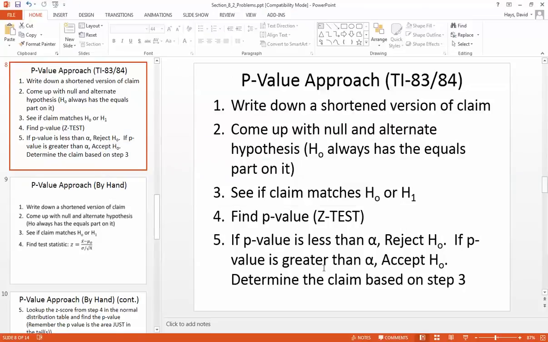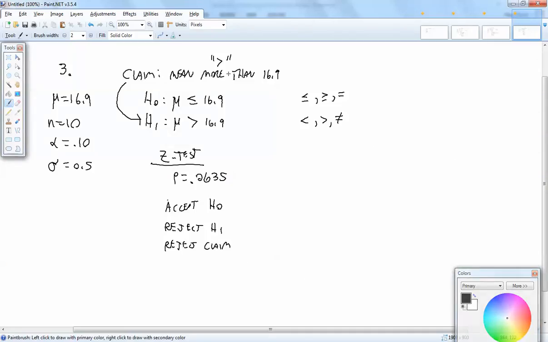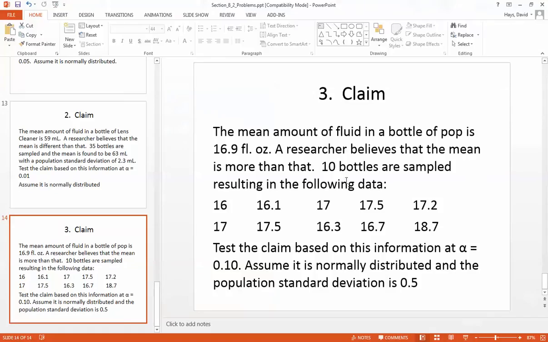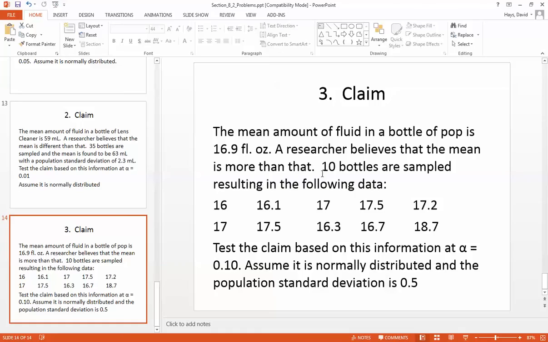And if you look at your data, the claim is the mean is more than 16.9. And you see you got 17, 17.5, 17.2. There's a lot of them greater than 16.9. But again, given the standard deviation there, they're not statistically significantly greater than that value. And that's the p-value approach for claims about means where the population standard deviation is known.